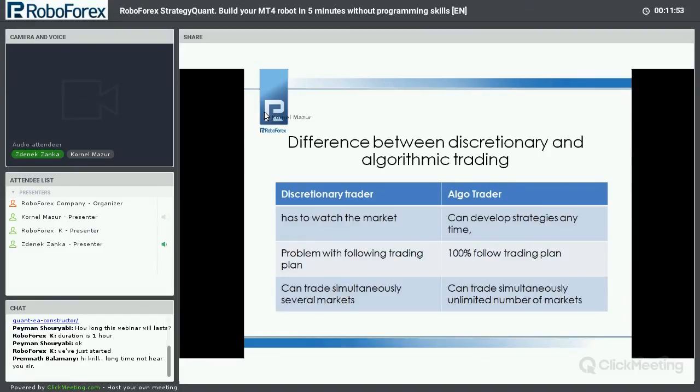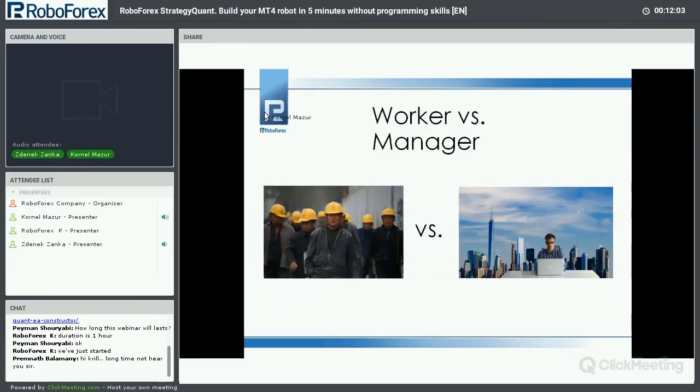So this is the basic difference between discretionary and algorithmic trading. And we can continue now to the next slide. I prepared also another comparison between discretionary and algo trader. And this is something like worker and manager.